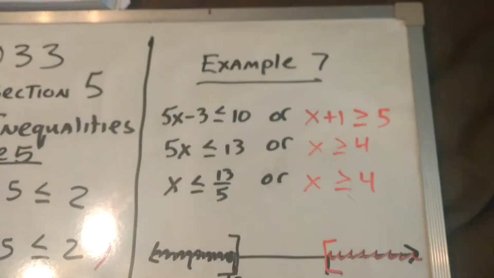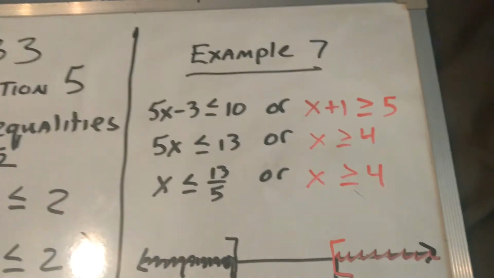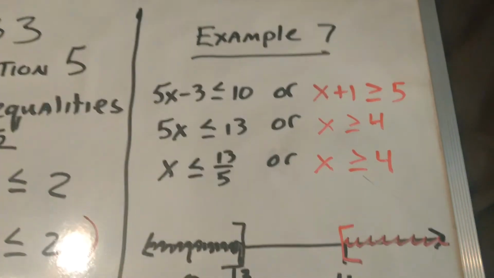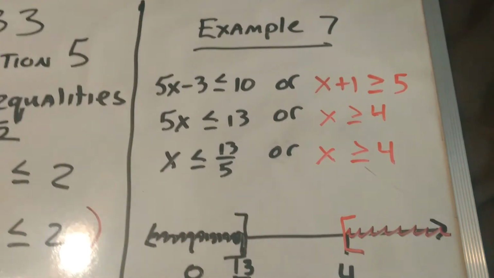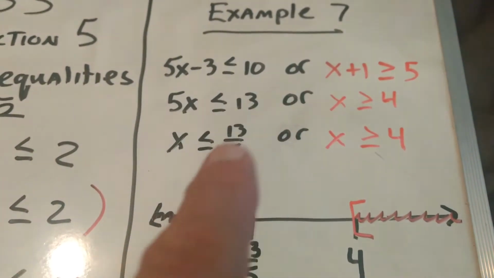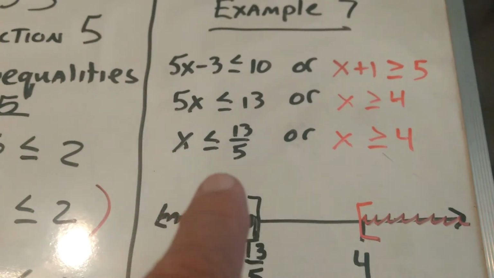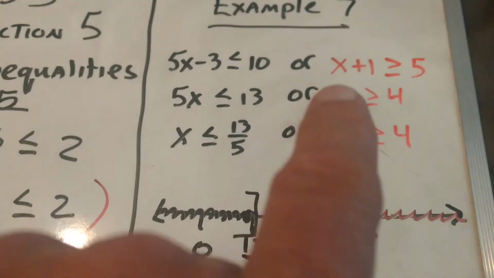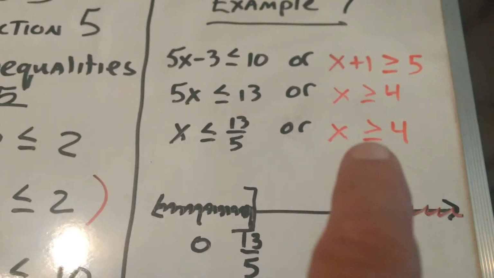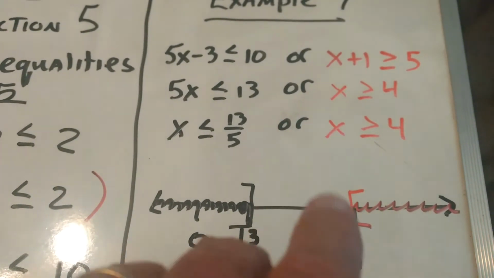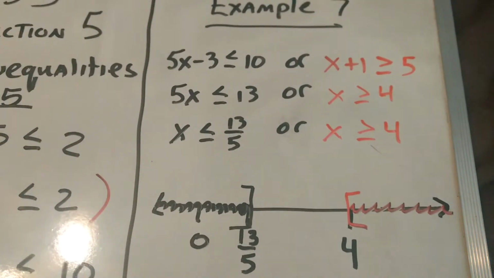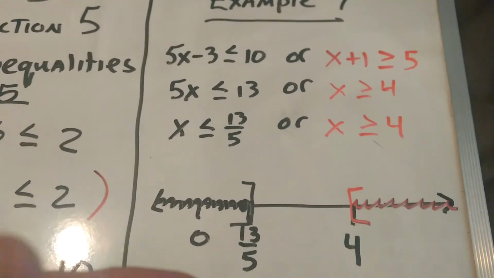Coming over here with example 7, "or," we have 5x minus 3 less than or equal to 10, or x plus 1 greater than or equal to 5. In terms of this one, add the 3 over, divide by 5, we get x is less than or equal to 13/5. Here, subtract the 1, we get x is greater than or equal to 4. Or means we want the union. Or means we're taking everything that's possible, but don't repeat anything.